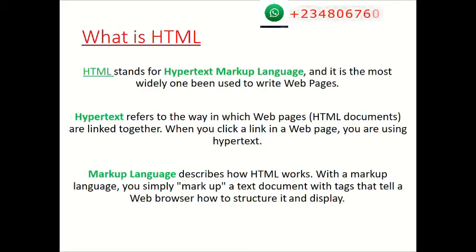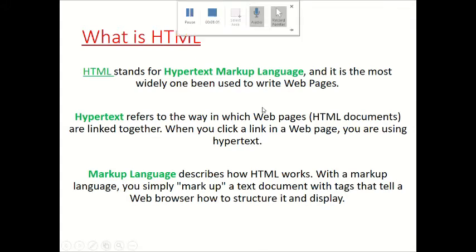What is hypertext? Hypertext refers to the way in which web pages, that is HTML documents, are linked together. When you click a link in a web page, you are using hypertext, meaning when you click a link, it takes you to another site, or it redirects you to a relative document, or it takes you to an external link. You are using hypertext.